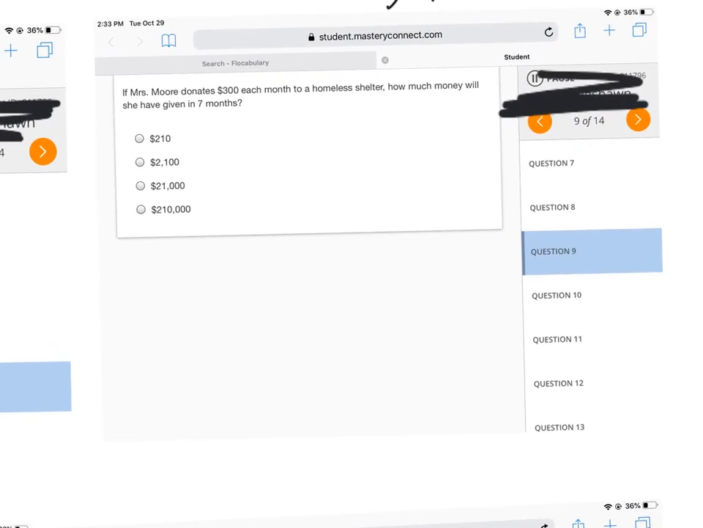Number 9. If Miss Moore donates $300 each month to a homeless shelter, how much money will she have given in 7 months? So if I use my cube strategy and I circle my numbers and then I underline my question, I box in any clue words. Here is our clue word, each. That lets me know I'm going to divide it into equal groups.